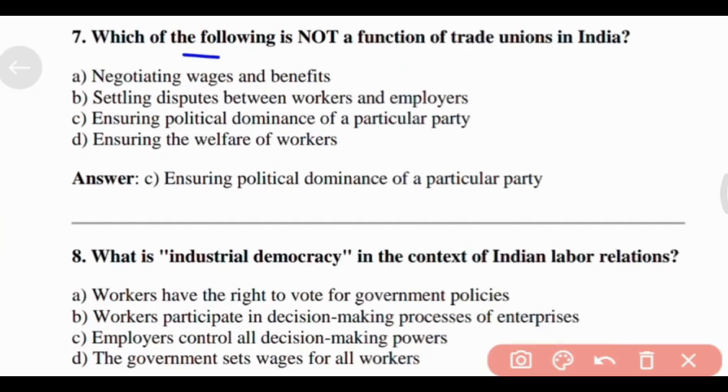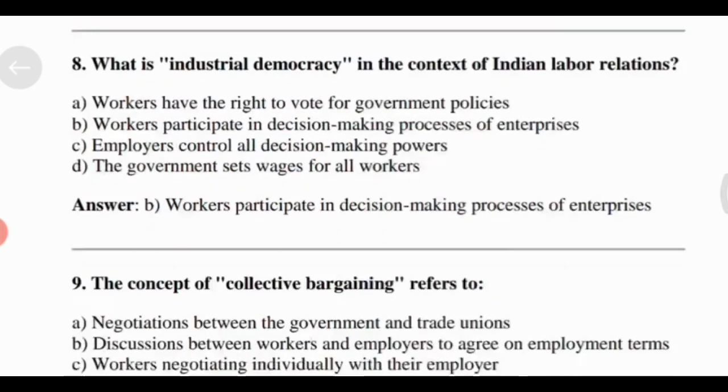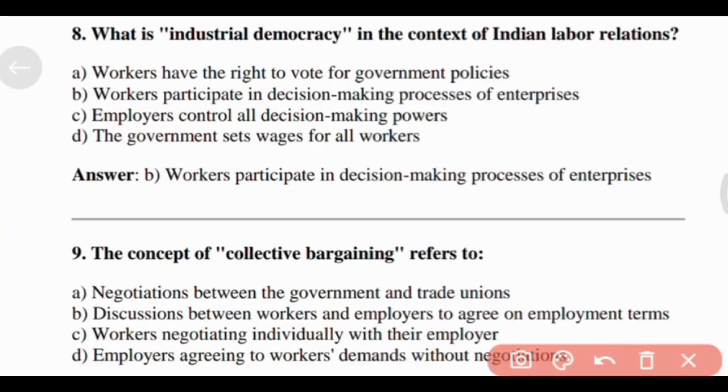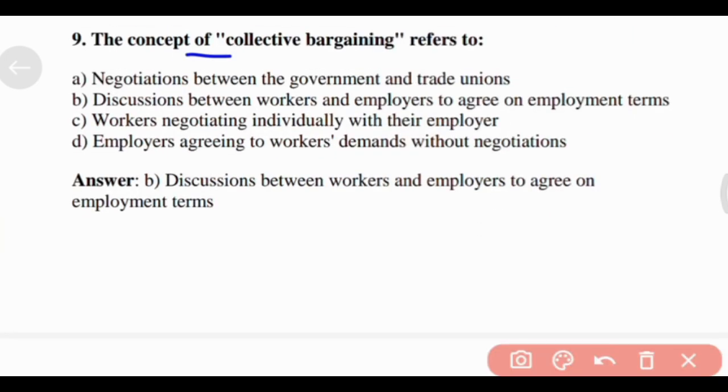Which of the following is not a function of trade unions in India? Option C, ensuring political dominance of a particular party. What is industrial democracy in the context of Indian labor relations? Option B, workers participate in decision-making process of enterprises. The concept of collective bargaining refers to option B, discussions between workers and employers to agree on employment terms.